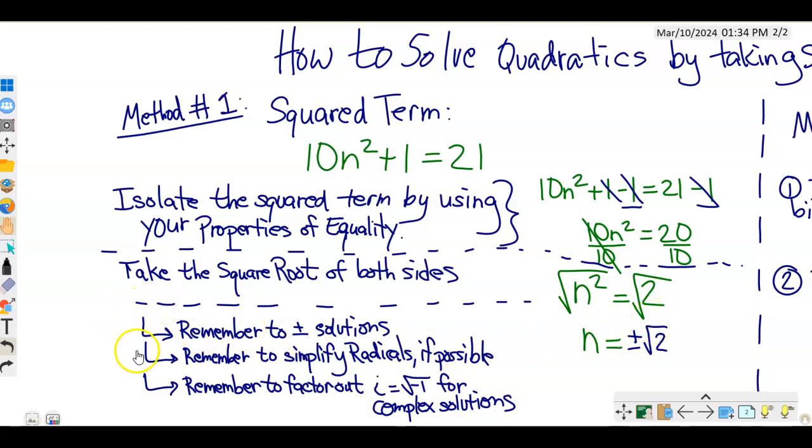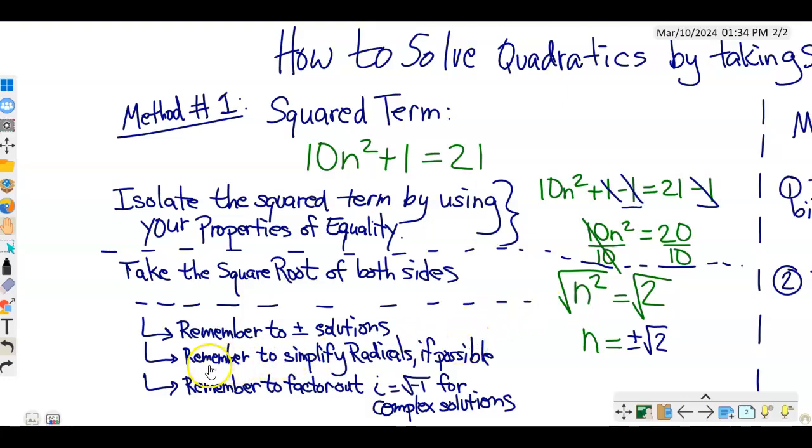And here are my 3 little reminders at the very end of this process. Remember to plus and minus your solutions, okay? Because there are 2 ways you can get n squared. You can square a positive 2 to get n squared, or you could square a negative 2. Okay? In this case, it's the square root of 2. You could square the positive square root of 2, or you could square the negative square root of 2. Both will get you n squared.